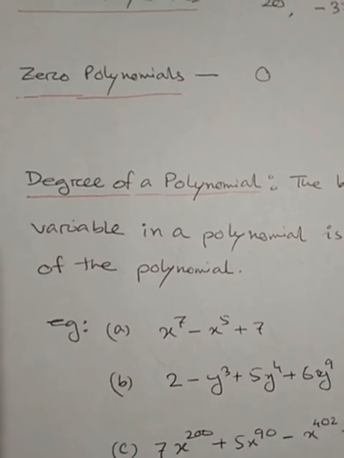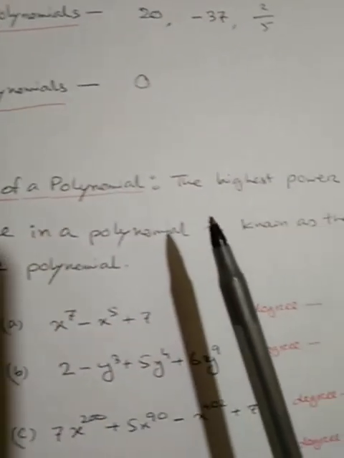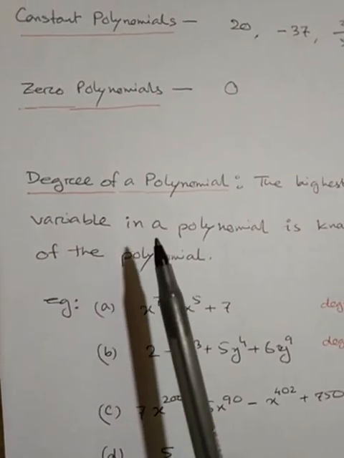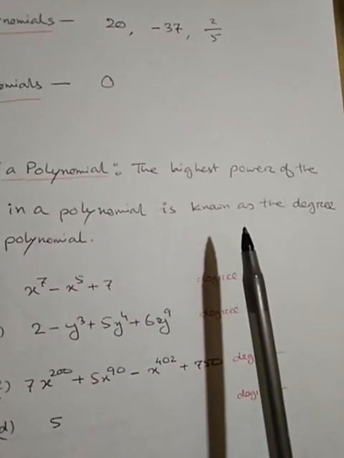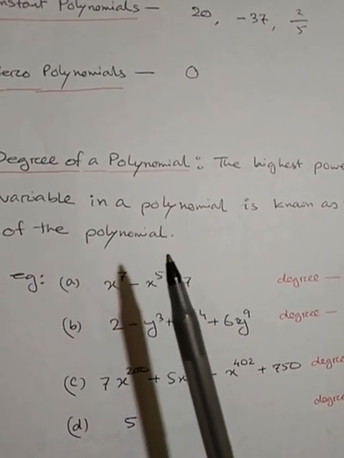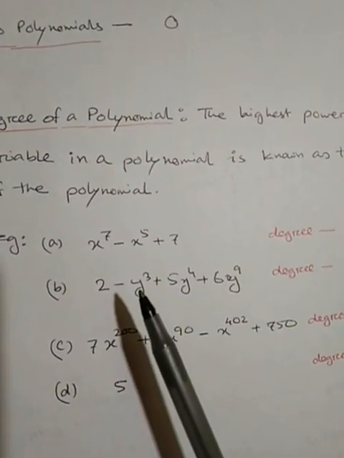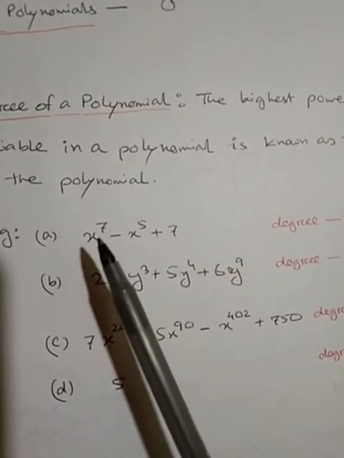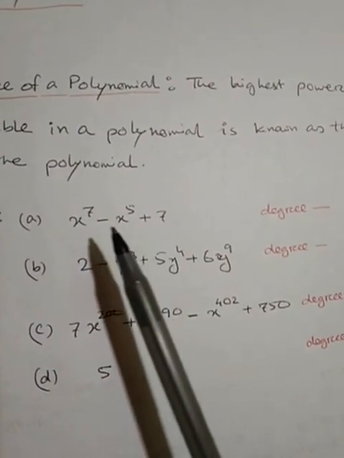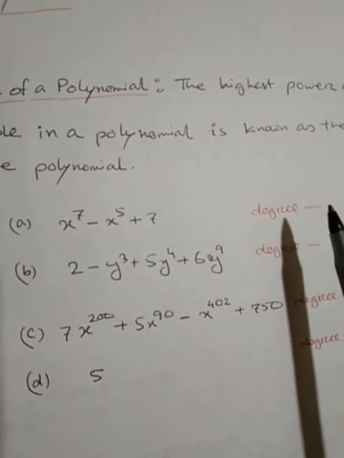Next, let us see the degree of a polynomial. So what is the degree of a polynomial? The highest power of the variable in a polynomial is known as the degree of the polynomial. To explain this, let us take these examples. Here the highest power or exponent is x to the power 7, x to the power 5, and so on. So the highest power of x is 7. So here the degree will be 7.